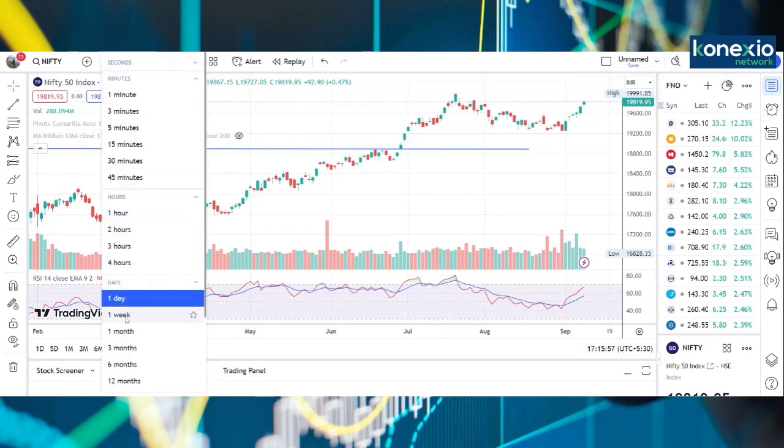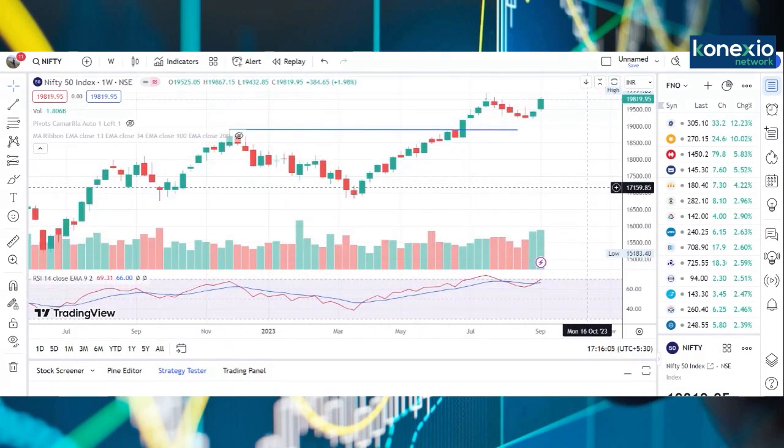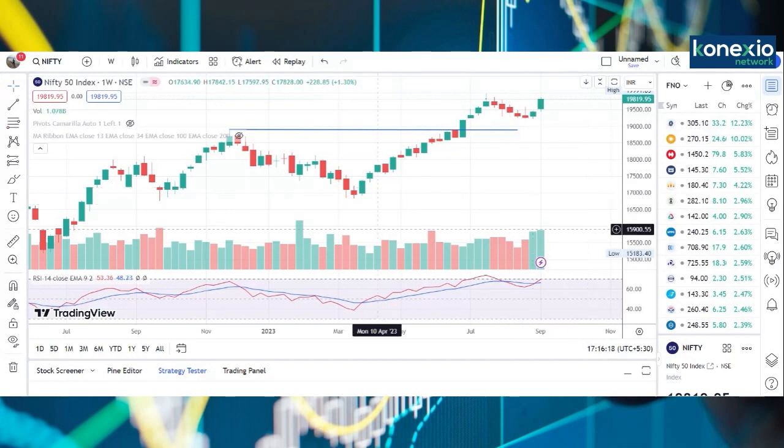Let me go to the weekly charts. Now this is the weekly chart. On the weekly chart, it is clearly a strong bullish candle, which is clearly indicating that Nifty might break its lifetime high or it will test its lifetime high next week. And once it sustains above those levels, then there could be an extension of the rally in uncharted territory.